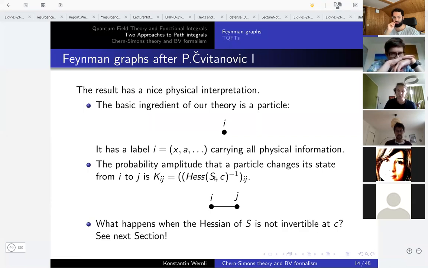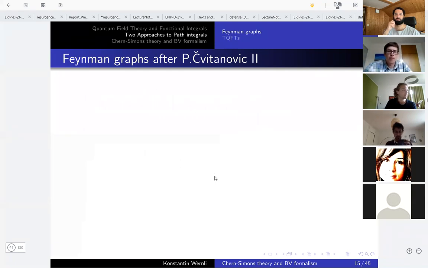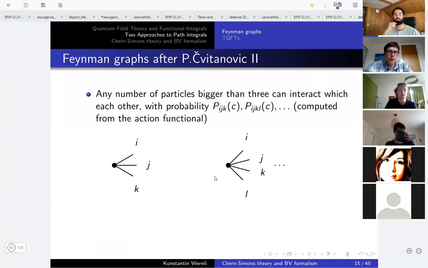And also we might have a problem that the Hessian could be not invertible. We'll talk about that in the next section. That's where the BV formalism comes in. And now any number of particles, more than three, can interact with each other, and we depict this as a vertex. So there are just particles, and the particles can interact with each other, and that will give us a vertex. Again, there will be a certain probability which can be computed from the action functional, essentially by taking derivatives of the action function at the critical point.